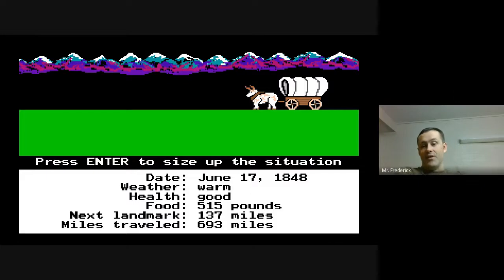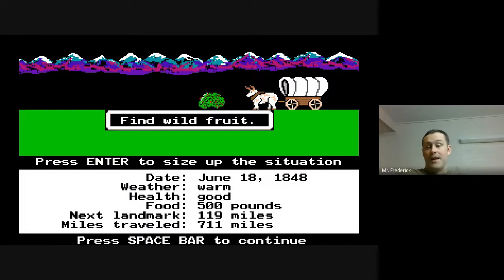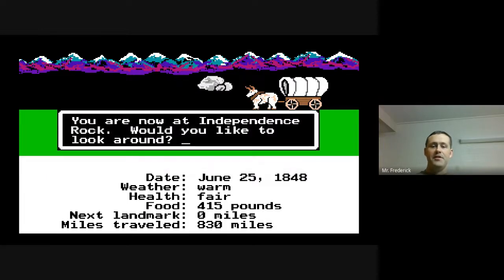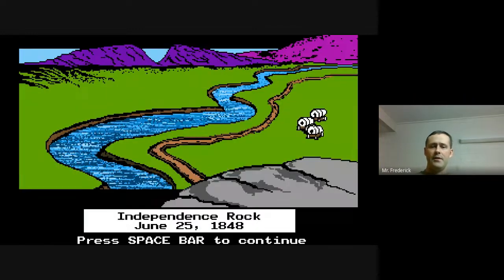Now, notice I'm getting down to about 500 pounds. I was at 1,000 when I started. Just got 20 pounds of fruit. Probably going to start hunting more often when I get down in the 300-pound region. Notice my background's changed. We're starting to see some mountains. We are at Independence Rock. Would you like to look around? Yeah.